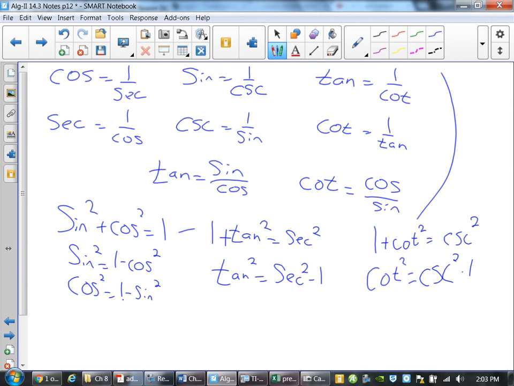Do those work if you take away the square? What do you mean, like sine plus cosine? 1 plus tangent equals. No, it won't. It has to be squared. Pythagorean identities have to be squared. That's why they're squared.